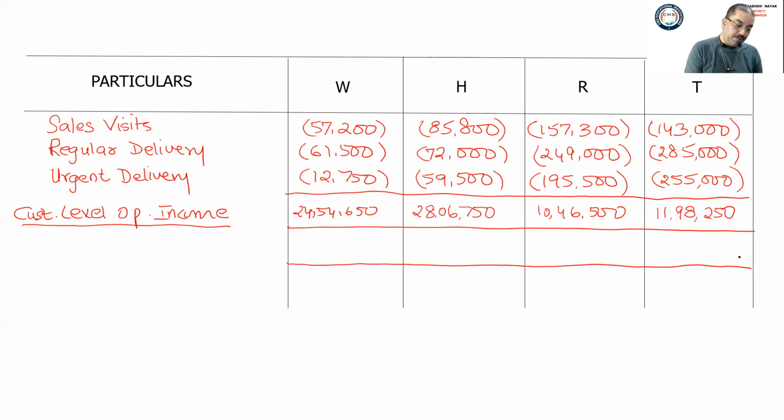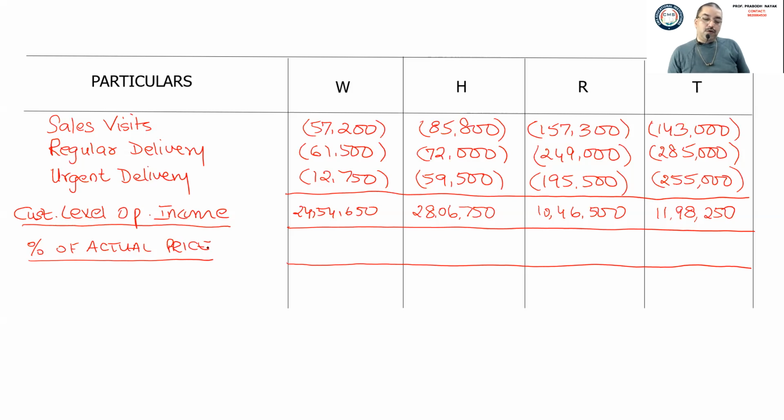Now what you'll do is you calculate this customer level operating income as percentage of actual price. So 24 lakh 54,650 divided by 1 crore 23 lakh 20,000, percentage: 19.92%.